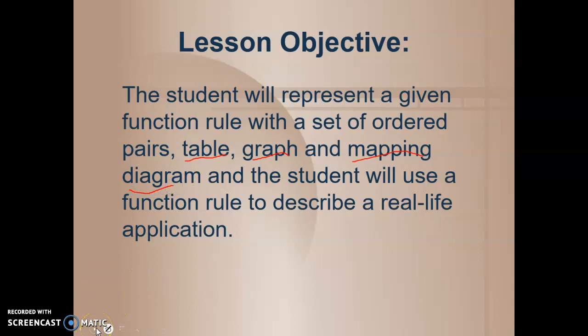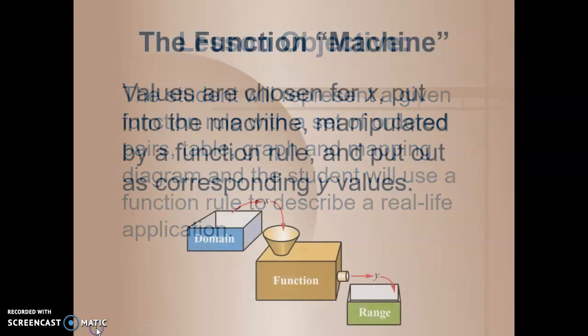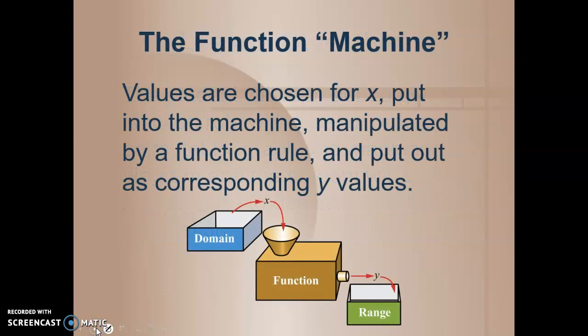Up until this point, I've been giving you the function rule and you've plugged and chugged. You're going to have to work backwards now to determine what my function rule is. When we talk about the function machine, basically what we're talking about is that plug and chug machine. Values are chosen for x, they are put into the function rule or the machine, they are manipulated by the function rule, that's the plug and chug, and they put out a corresponding y value.